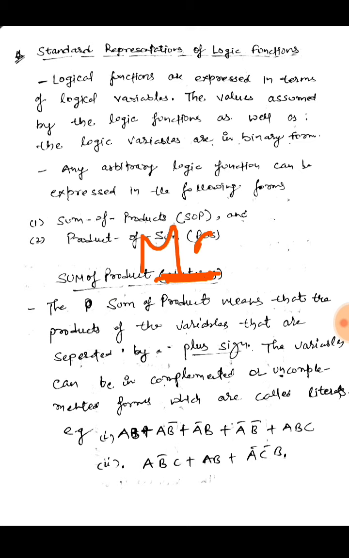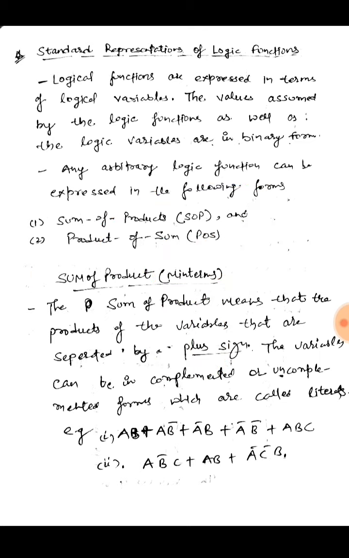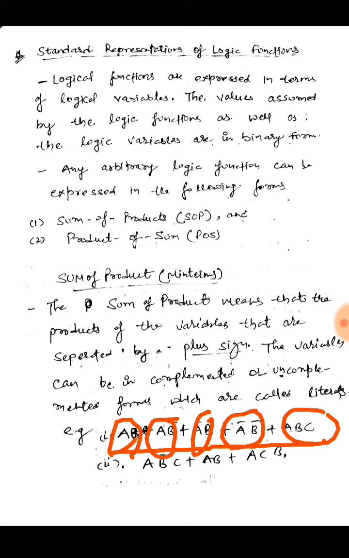A product term is called a max term because we will take the value of a max term always high, so that is why it is called a max term. It will always have a value 1. We will see how. The variables can be in complemented or uncomplemented form. For example, if I express a logical expression in the sum of products form, all these terms are product terms. These are the products of literals or variables, and all of these are added together.